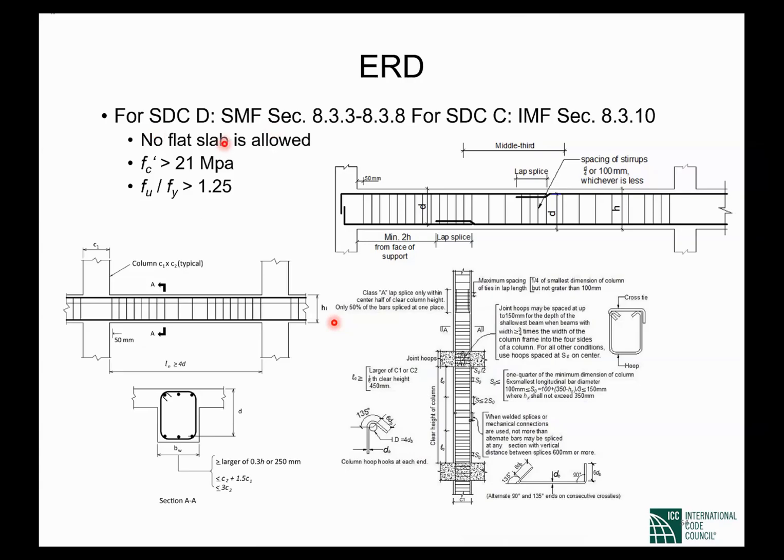For seismic design category D, you have to follow sections 8.3.3 to 8.3.8. This is mainly related to special moment frame. This is important: no flat slab construction is allowed for SDC D type buildings. No flat slab is allowed, that is, column supported slab. You have to provide beams.